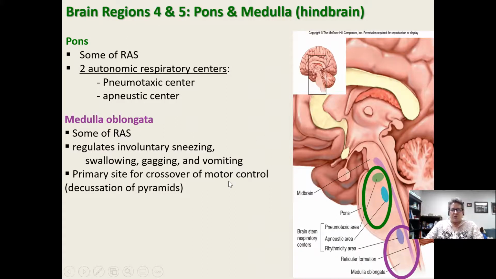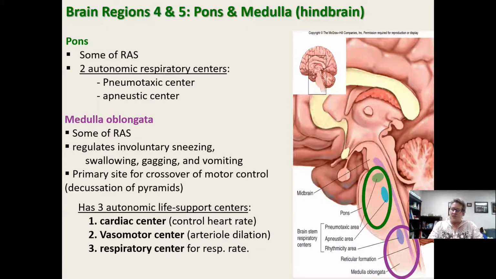It's also a place where you get crossover of motor information coming from your motor cortex. So the frontal lobe has the motor cortex. We've covered this. The left hemisphere controls the right side body movement, and the right hemisphere controls left side body movement. So obviously, the motor information does get crossed in the brain.